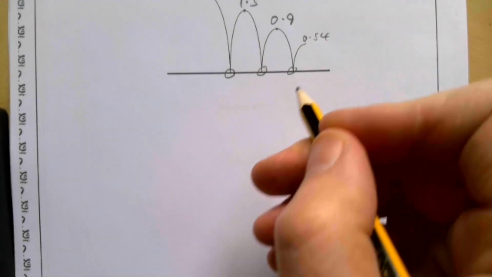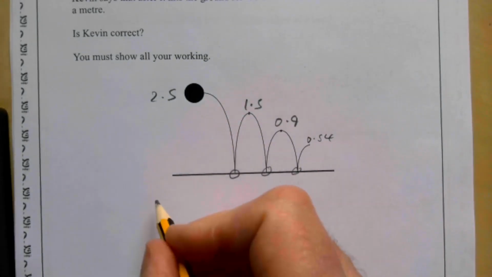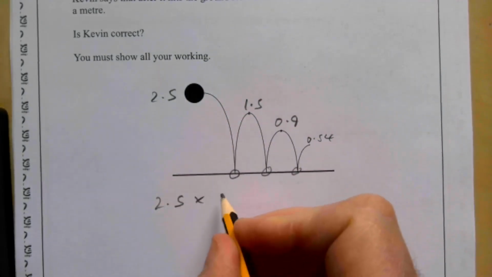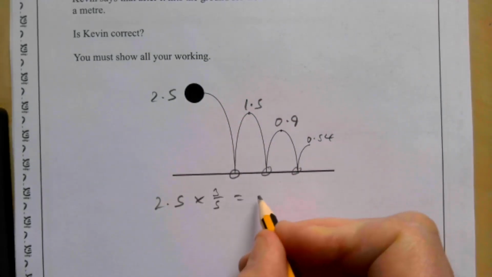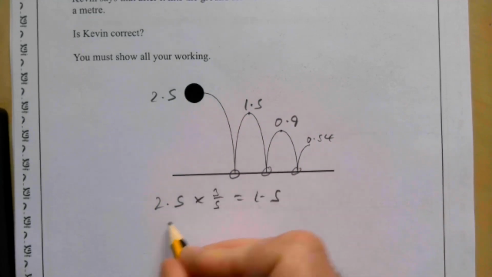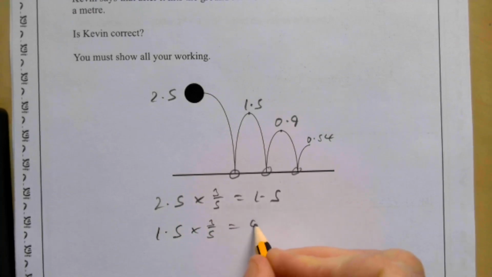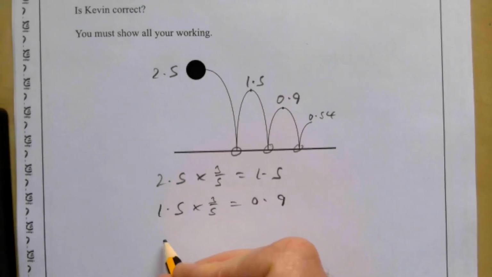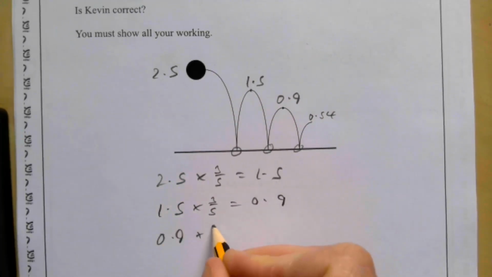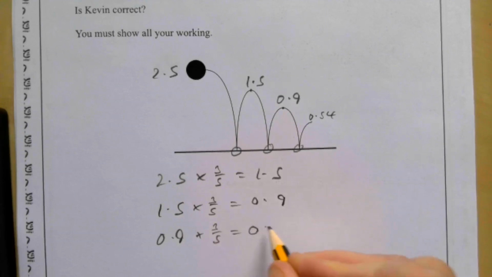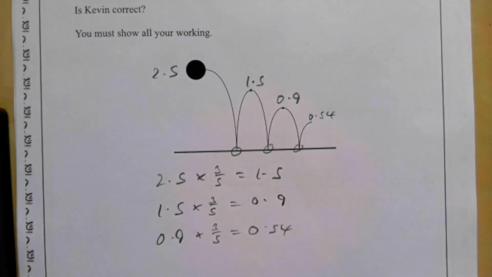We've shown our working out here for each of them. My working out isn't great, but it's going to be 2.5 times 3/5 equals 1.5, and then the new one, 1.5 times 3/5 is 0.9, and then 0.9 times 3/5 is 0.54.